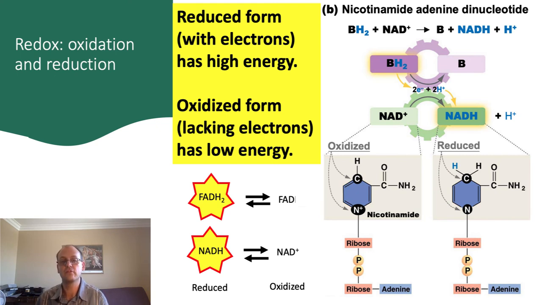As we walk our way through cellular respiration, remember that both NADH and FADH2 are the reduced high energy electron carriers. FAD and NAD+ are the oxidized low energy forms.